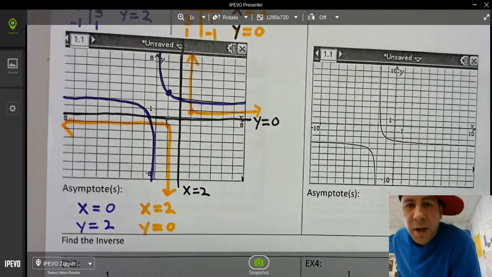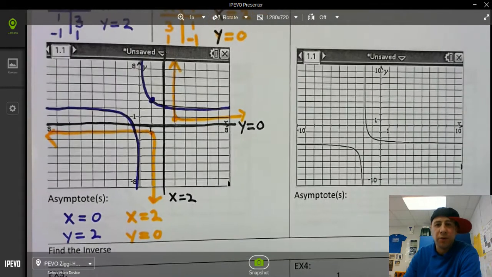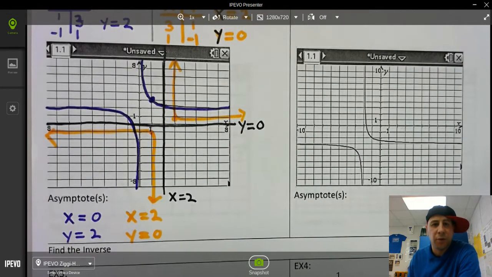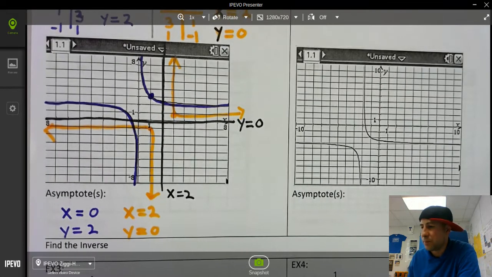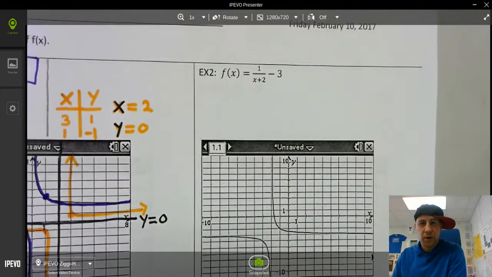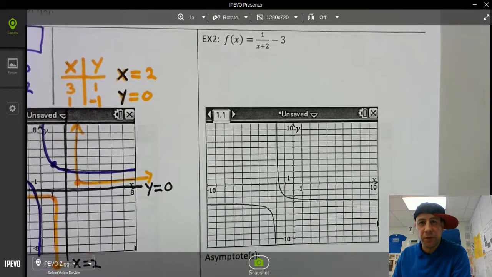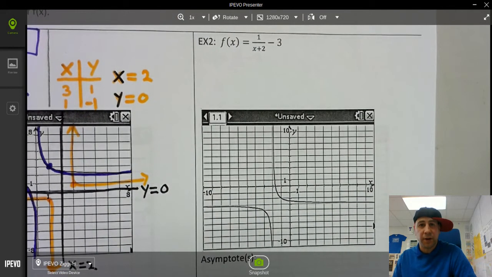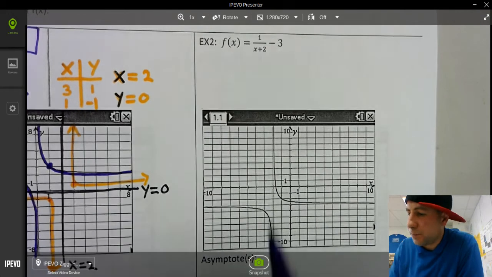example number 1. Now, what I'd like you to do is pause the video, and try example 2 on your own, okay? All right, so pause the video now. All right, so I'm assuming you paused the video, and you've already tried example 2. Now you're going to follow along with me and see if you're correct.